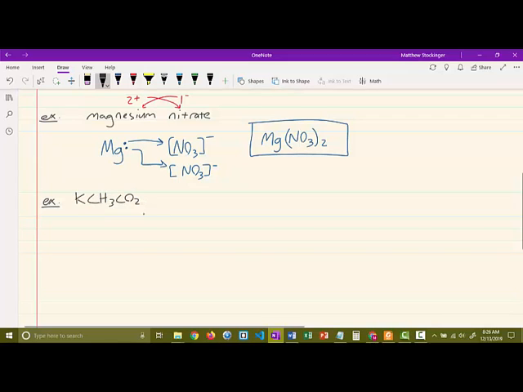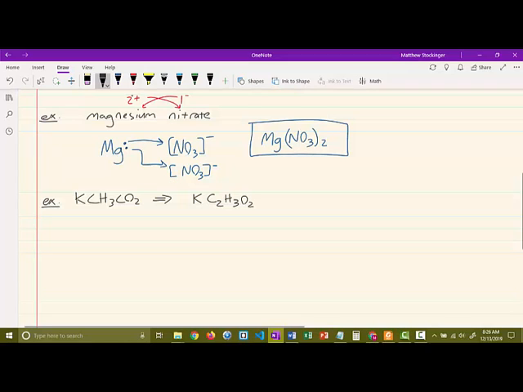KCH3CO2, and I have to confess, when I wrote this packet, I didn't write this the exact same way that is on our periodic table. So what I want you to do first is change this to KC2H3O2.